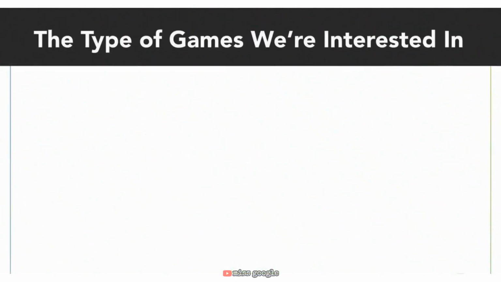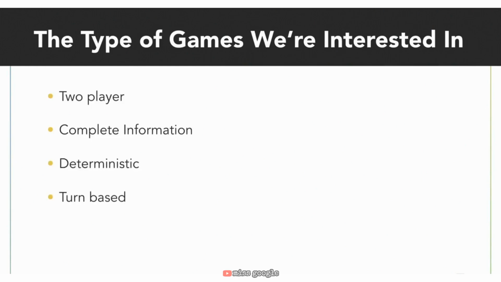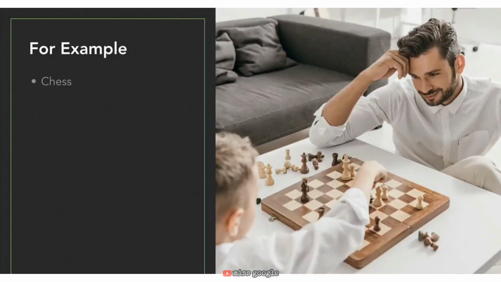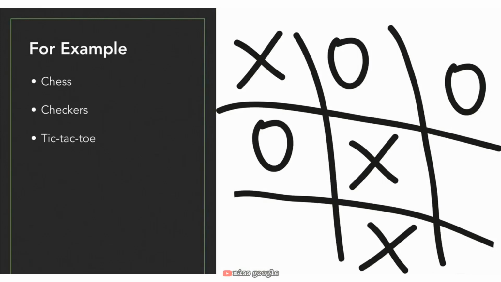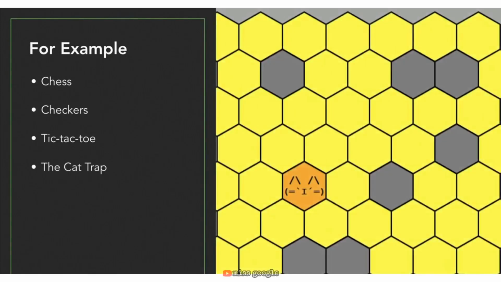So here's the type of game we are interested in. That is to say, the type of games where the techniques in this course apply very well. We're interested in games that involve two players with complete information, deterministic, and turn-based. For example, these techniques apply to chess, checkers, tic-tac-toe, and the cat trap, which is the game you'll see showcased in the programming examples of this course.